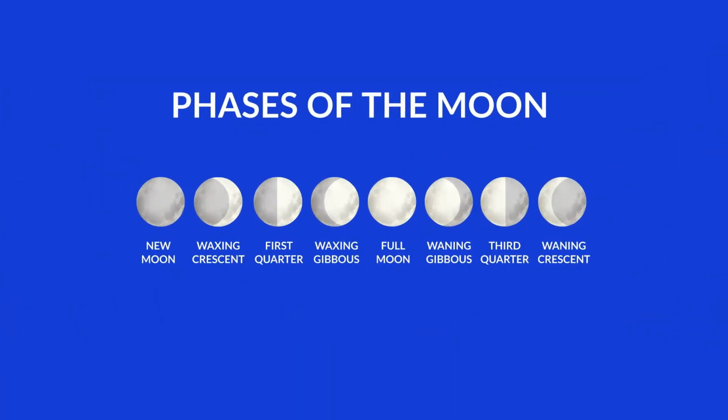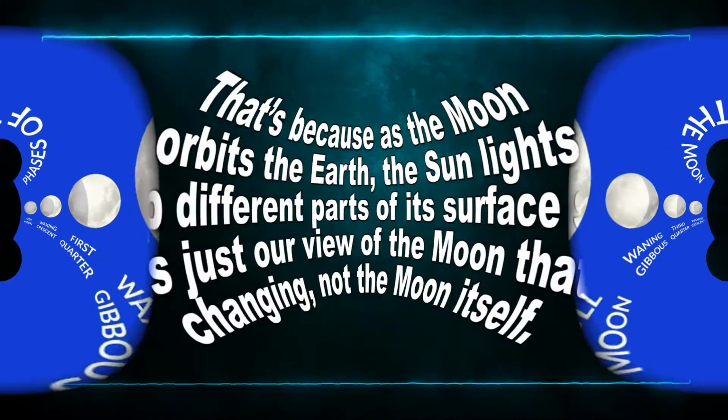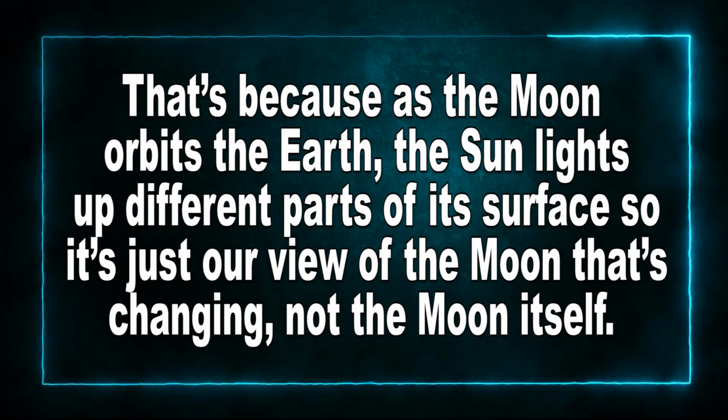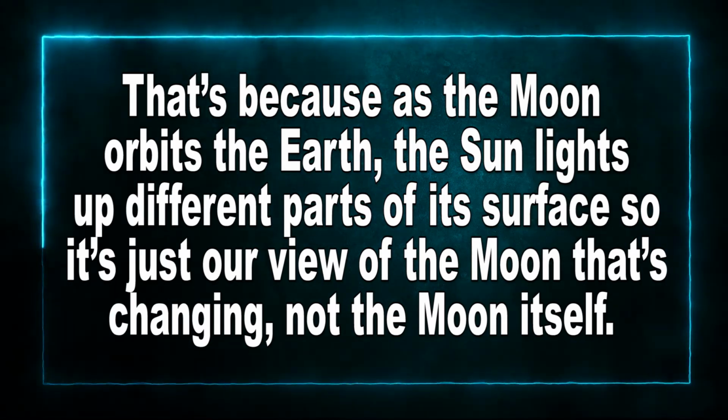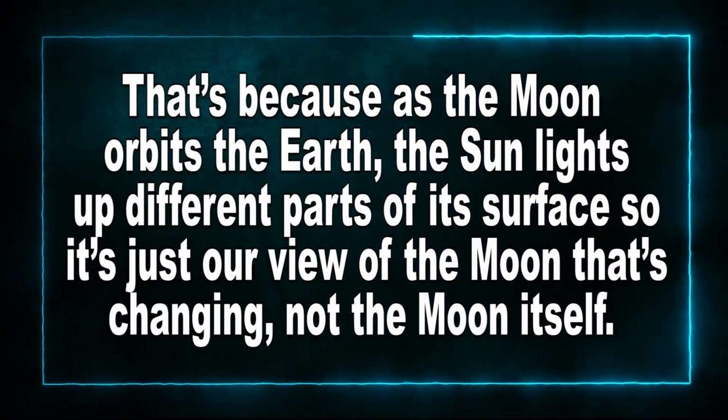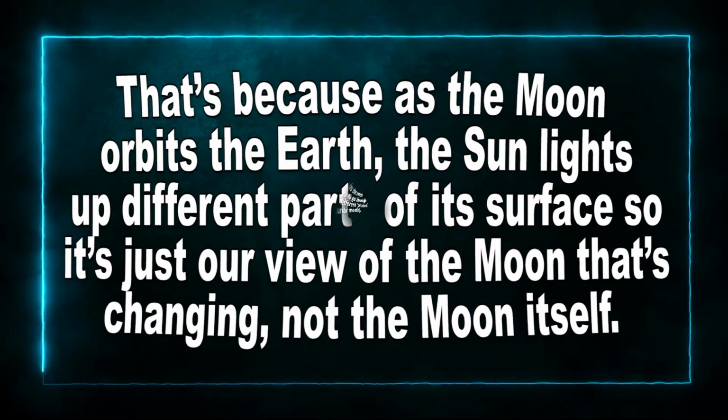Now let's discuss the phases of the moon. Have you ever noticed how the moon appears to change its shape each night? That's because as the moon orbits the Earth, the sun lights up different parts of its surface. So it's just our view of the moon that's changing, not actually the moon itself.